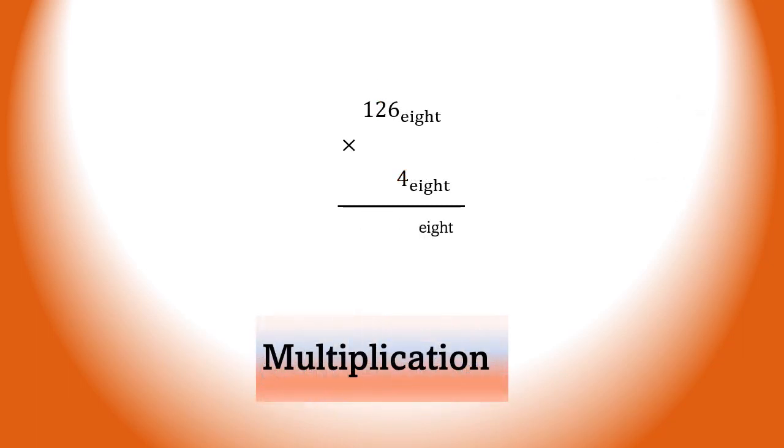Another example, we're multiplying two numbers in base 8. So 4 times 6, that's 24. 24 divided by 8, the quotient is 3, and the remainder is 0. So we write down 0, and we carry the quotient.